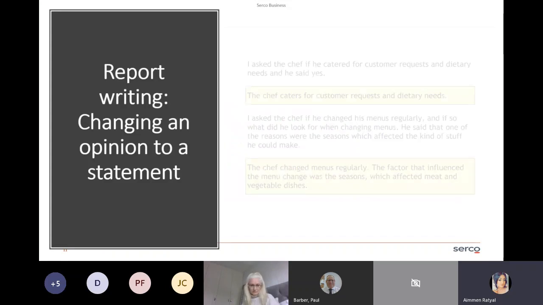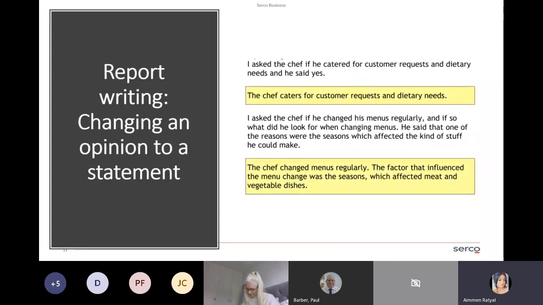So changing an opinion to a statement again. We've got, I asked the chef if he catered for customer requests and dietary needs, and he said yes. The chef caters for customer requests and dietary needs. Another example is, I asked the chef if he changed his menus regularly, and if so, what did he look for when changing his menus? He said that one of the reasons was the seasons, which affected the kind of stuff he could make. The chef changed menus regularly. The factor that influenced the menu change was the seasons, which affected meat and vegetable dishes. So again, he's changed an opinion into a statement.